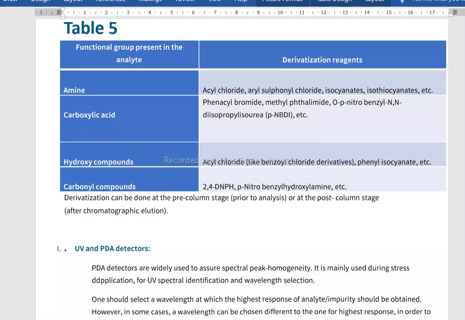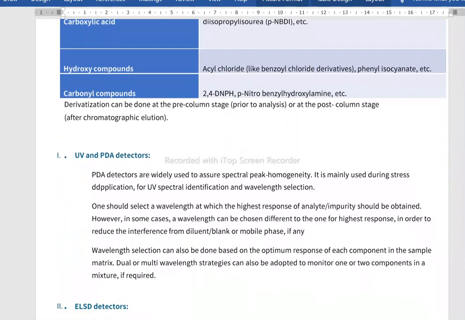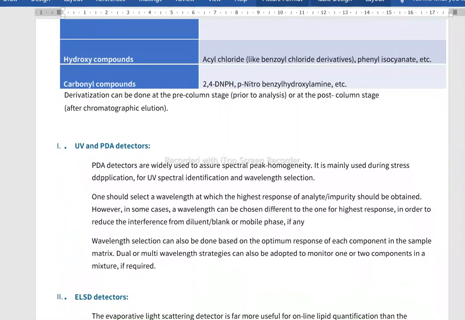The first detector is the UV and PDA detector. PDA detectors are widely used to assure spectral peak homogeneity. It is mainly used during stress studies, for UV spectral identification and wavelength selection. Select a wavelength at which the highest response of the analyte and impurity is obtained.